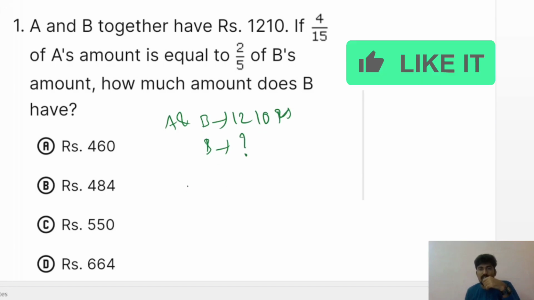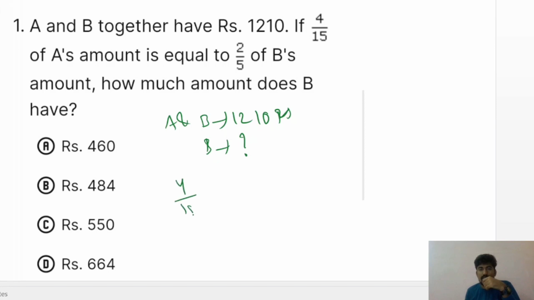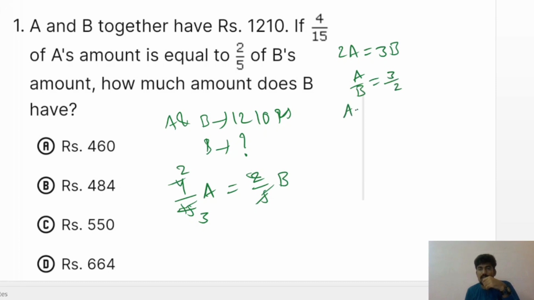To find out B's share, we have the condition 4 by 15 of A's amount is equal to 2 by 5 of B's amount. Here 5 and 3 get cancelled, 2 and 2 get cancelled. So 2A is equal to 3B, so A by B is equal to 3 by 2. A is to B is equal to 3 is to 2.